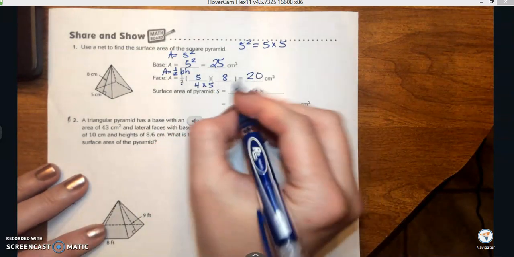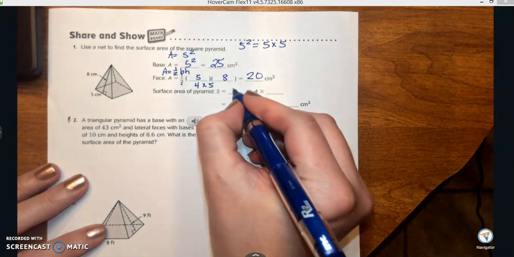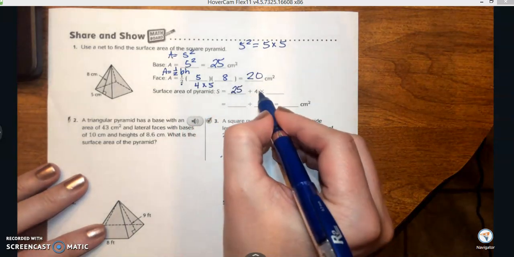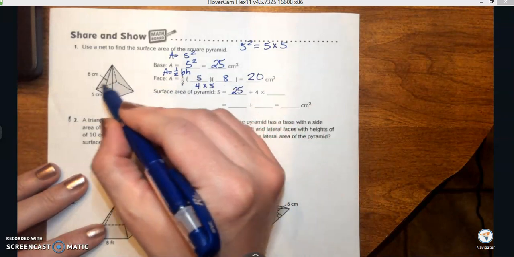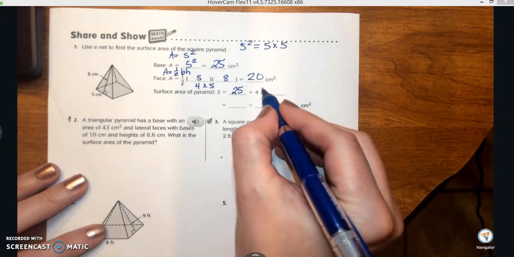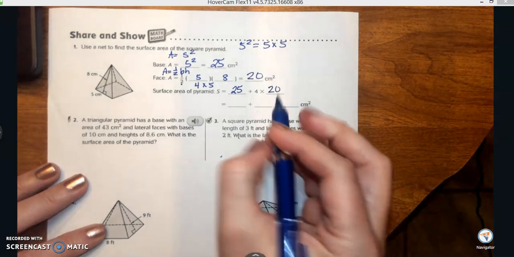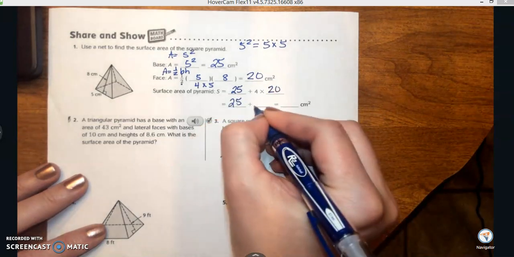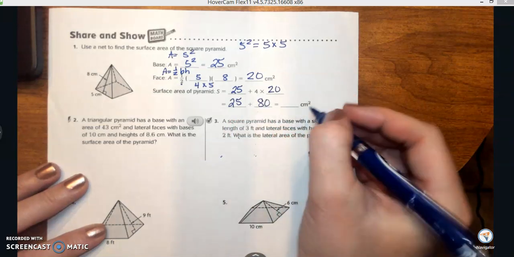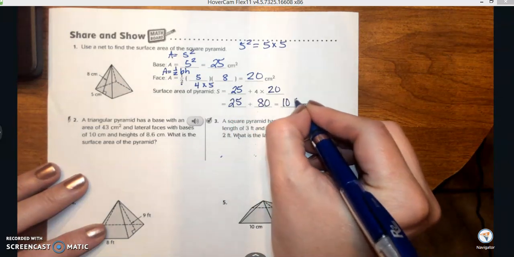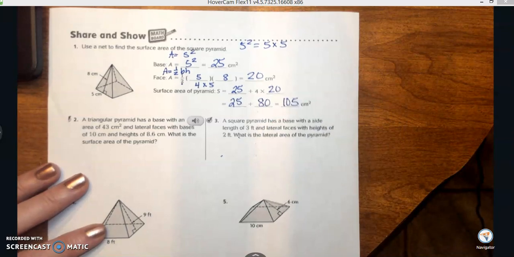So to get my surface area, I'm going to take that base, which is 25, and add it to my triangles. So the 4 takes care of the 4 sides of the triangle, and I'm multiplying by 20. So this would be 25 plus 4 times 20, which is 80. So when I add those together, I get 105 centimeters squared.